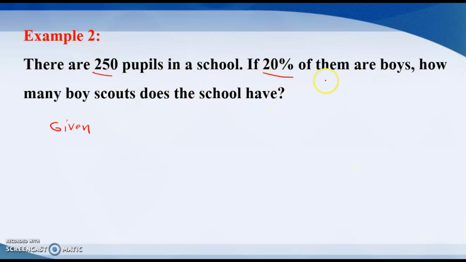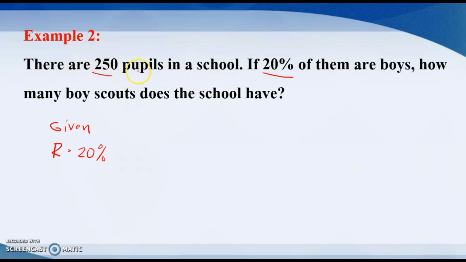20%. Okay, so ang 20%, kitang-kita naman, that is our rate. So, rate is 20%. Madali nga siyang i-identify kasi meron siyang symbol ng percent. And then, how about 250? Ano kaya to?